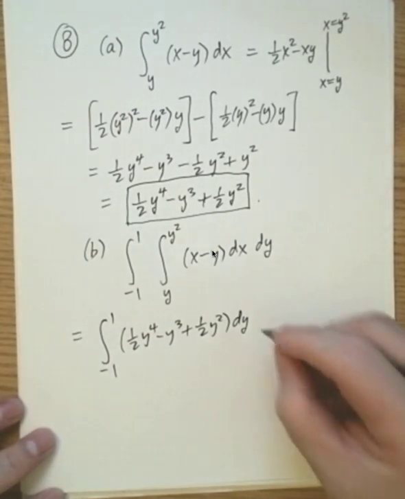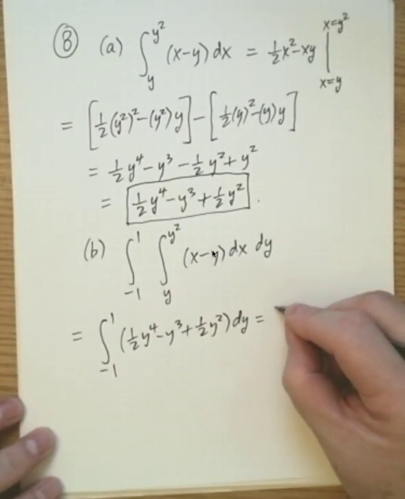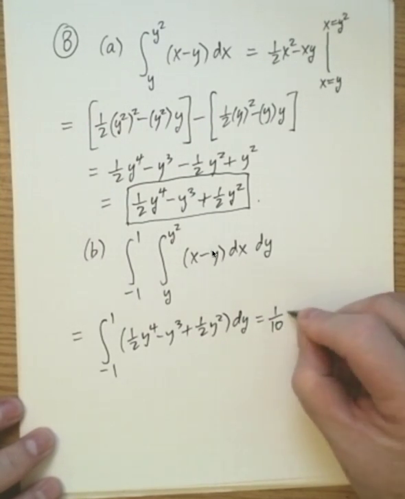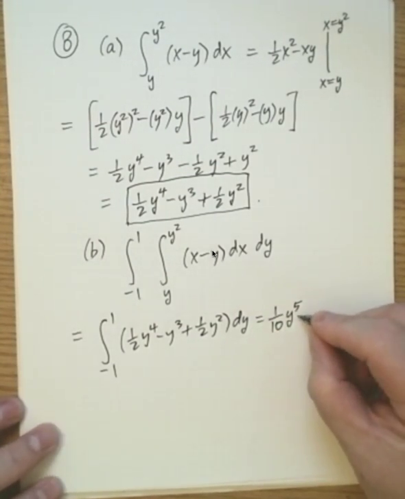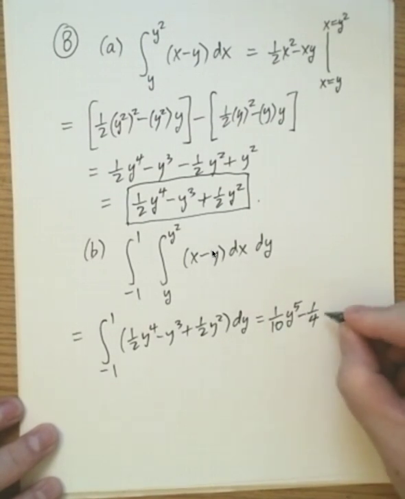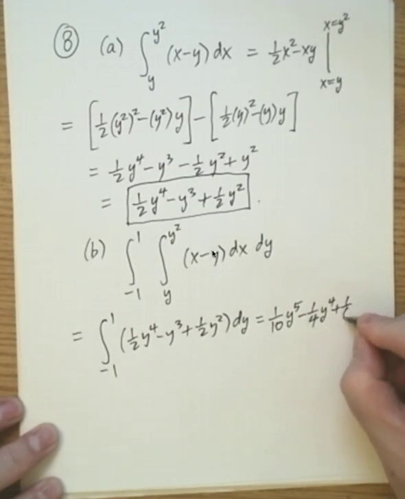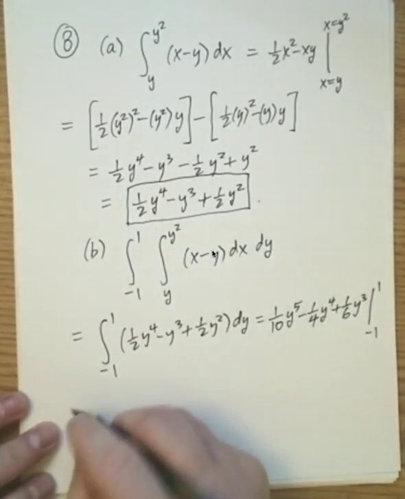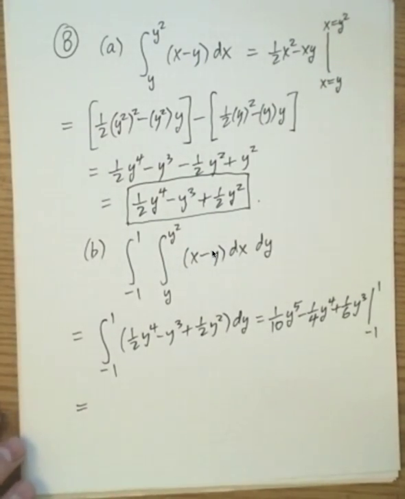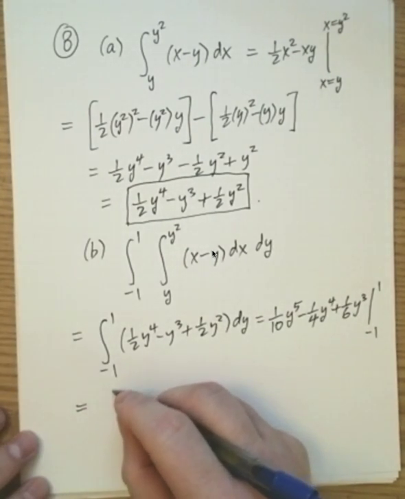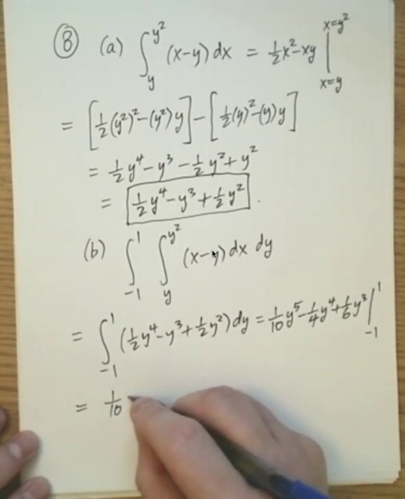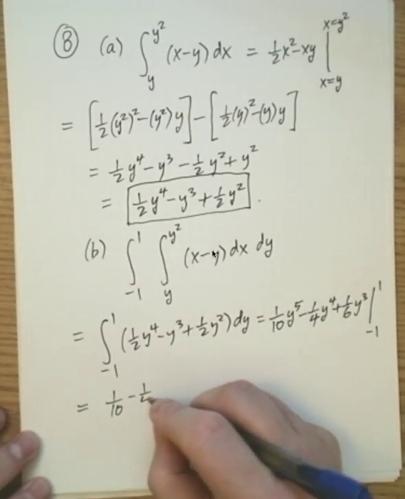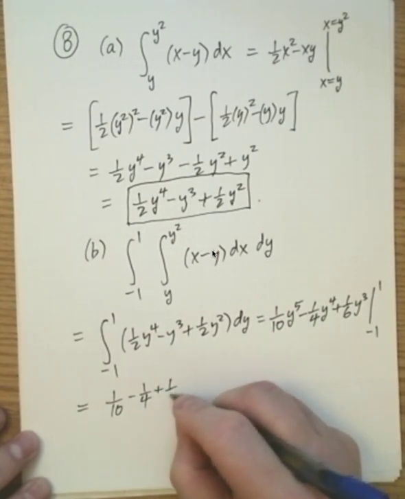And we can see this is easy power rule problems here. So we've got 1/10 y to the 5th minus 1/4 y to the 4th plus 1/6 y cubed, and then y is going from -1 to 1. Okay, at 1 we're going to get what? Because of the nice easy value here, this is easy to evaluate.